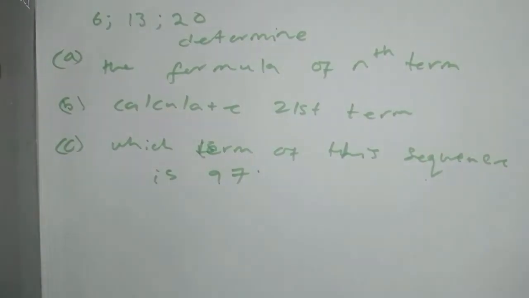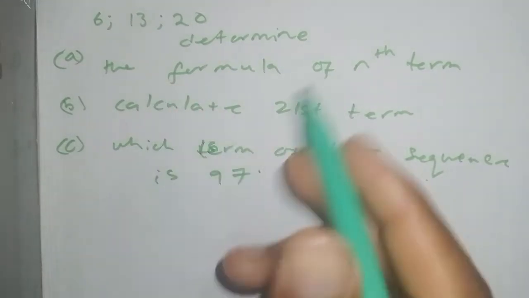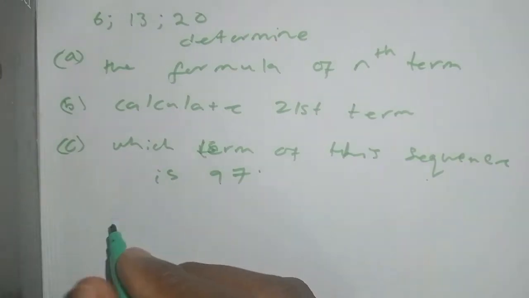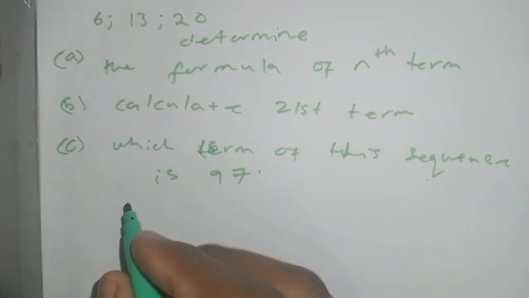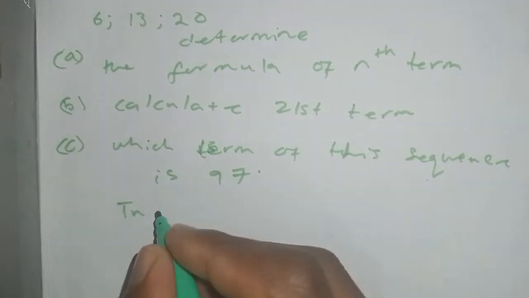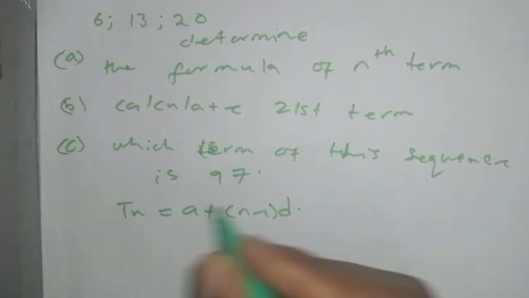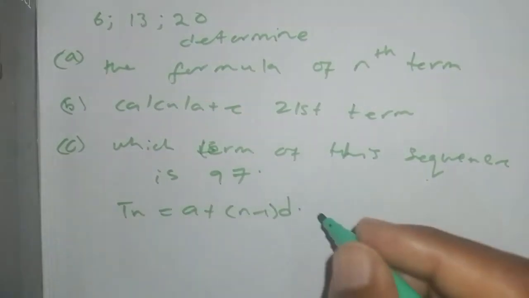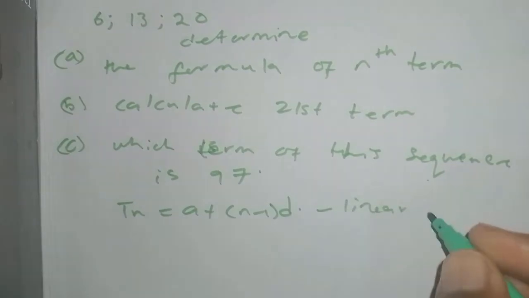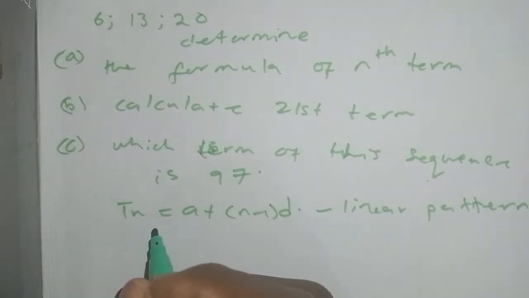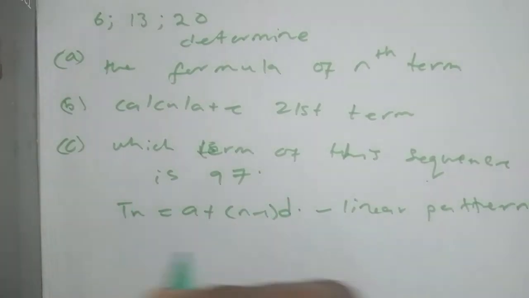Okay, now we have this. They say calculate the nth or the general term, the general formula. How can I calculate the general formula? I'll be using Tn equals a plus (n minus 1) d. Why am I using this formula? Because we are talking about a linear pattern, right? This formula is for linear pattern.